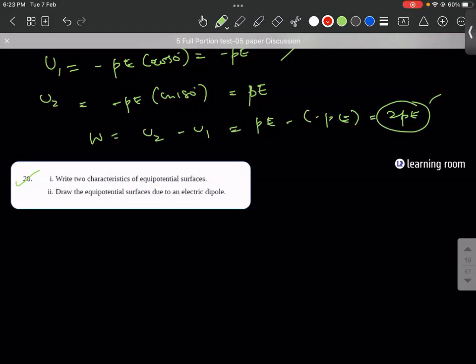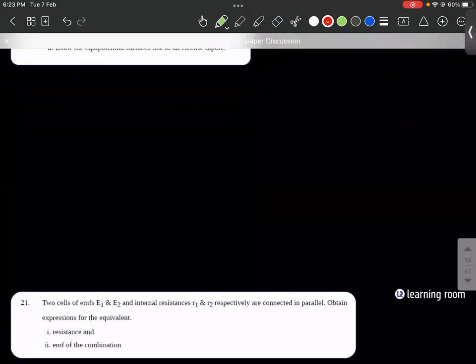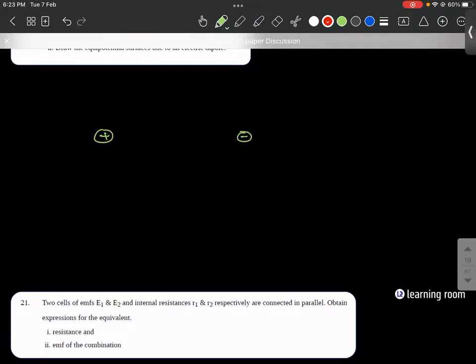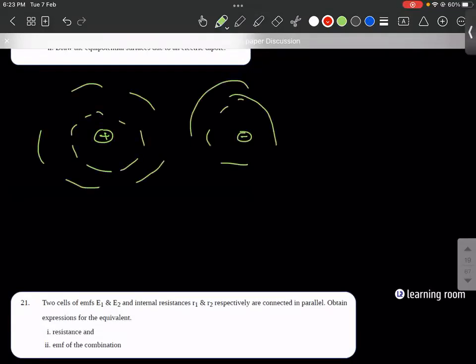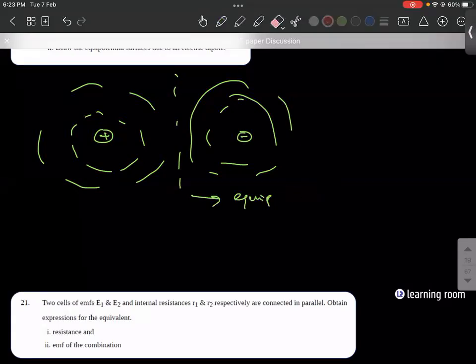Draw the equipotential surface due to a dipole. So basically, this will be a positive charge, this will be a negative charge. We'll have a set of concentric spheres here. We'll have a set of concentric spheres here. And there's going to be the equatorial line.